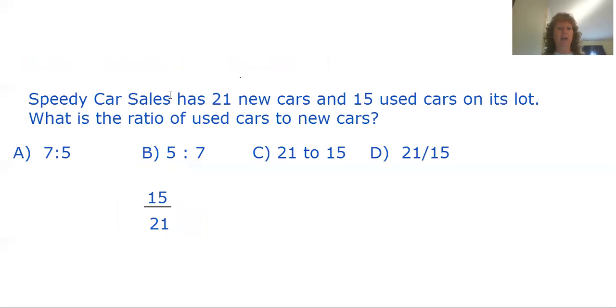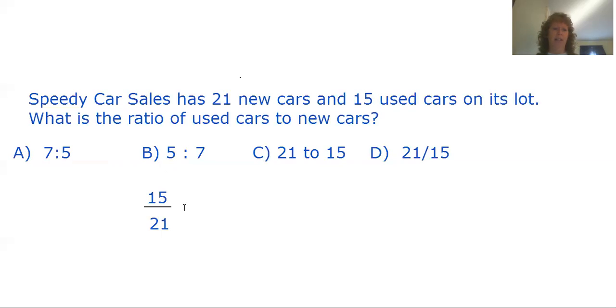Here it says Speedy Car Sales has 21 new cars and 15 used cars on its lot. What is the ratio of used cars to new cars? So we had to put this in order of used cars first, and the used cars were 15 and new cars were 21. So I wrote that ratio as a fraction. Now I see that's not anywhere, but I do have two answers that both say 21 to 15. But since they're written in the wrong order, they're not the correct answer. So I'm either looking for answer A or B.